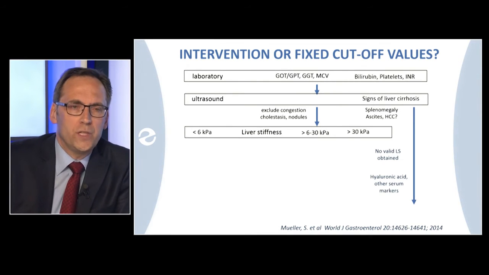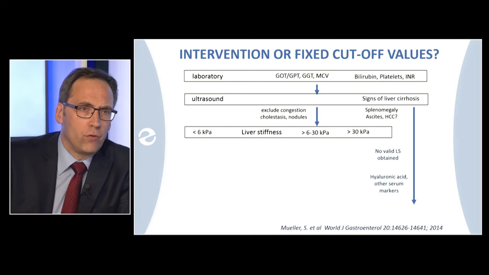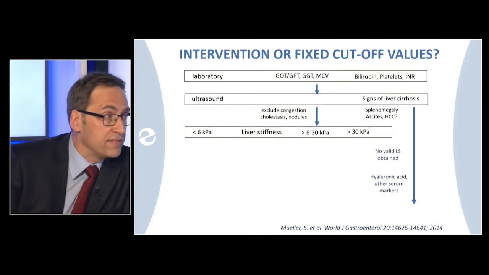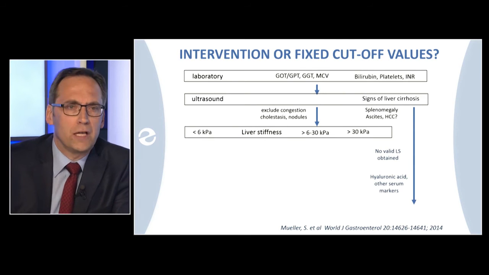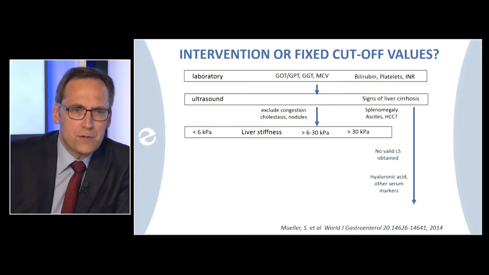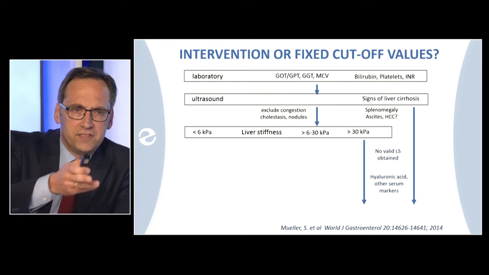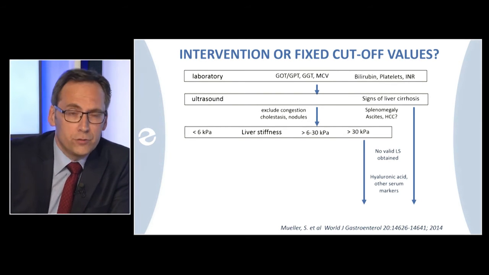But then, of course, we do the FibroScan, and we have done the ultrasound before in our unit, and so we have excluded congestion, we have excluded nodules, cancer, and cholestasis. And then we, as you see here, have these values for stiffness.